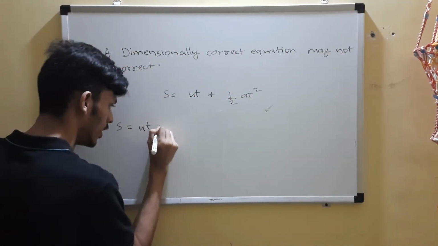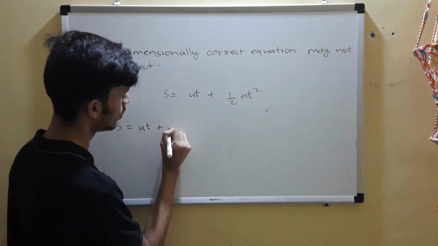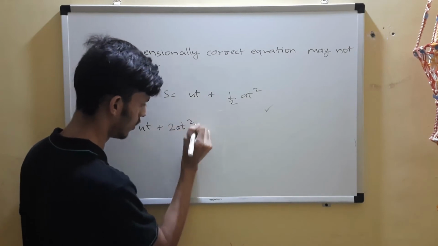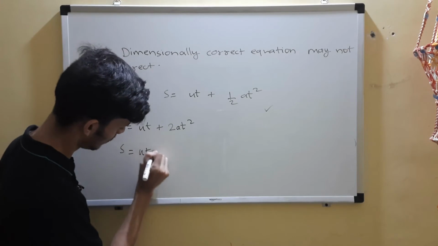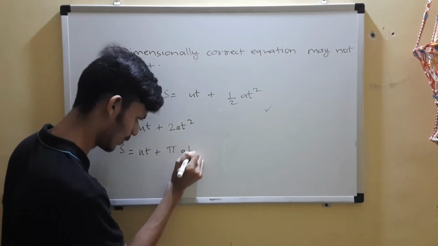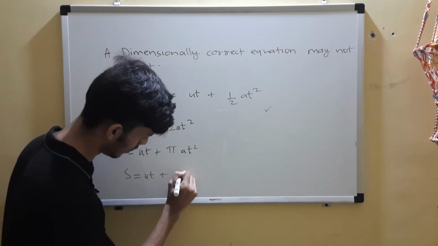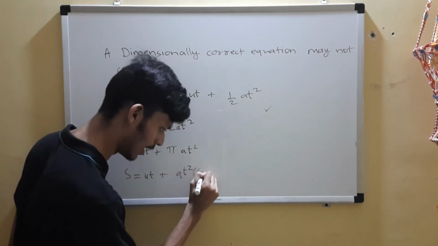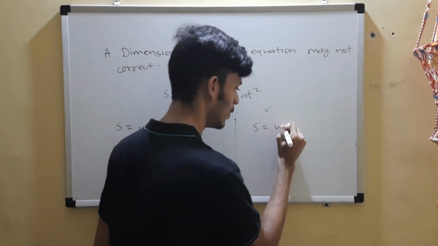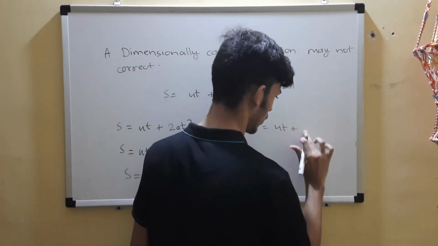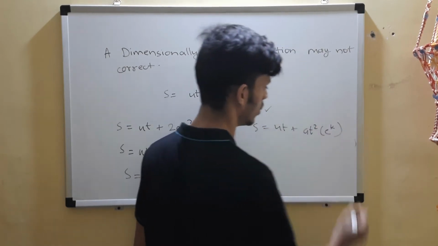You sleep for the day, see a dream, and you say s is equal to ut. Next time you wake up, you create a formula of yourself. Next day you sleep again, and then you say it's pi t square. Again you wake up, you say ut plus, now this is an amazing dream, sine theta. Again you have a dream, you say ut plus a t square into e to the power k, k is some constant.